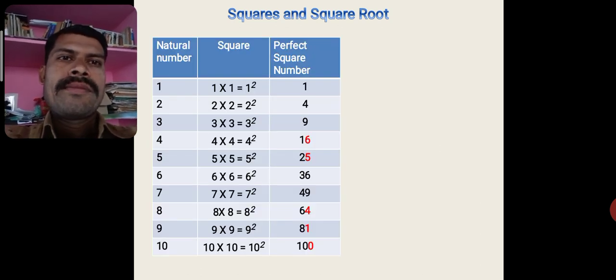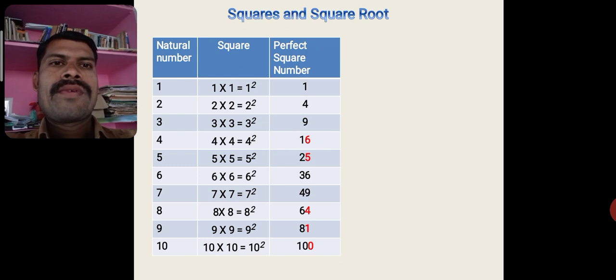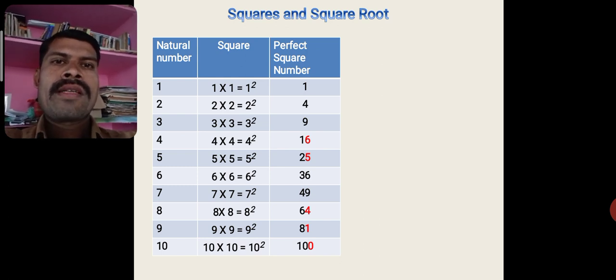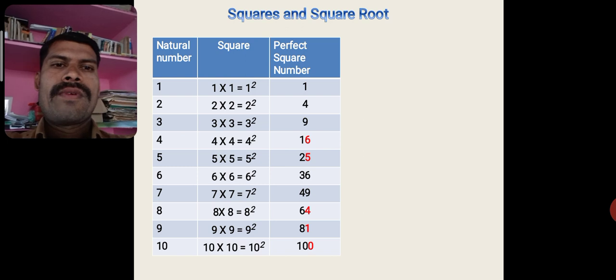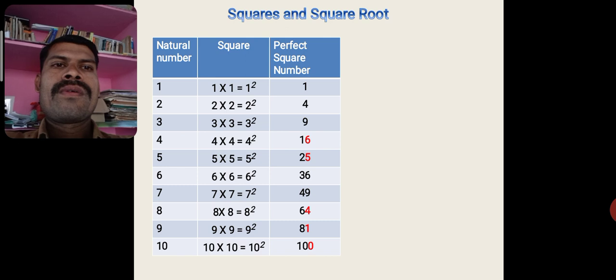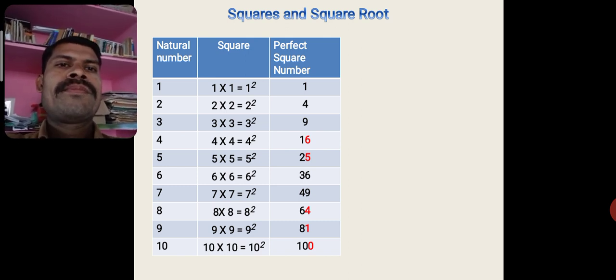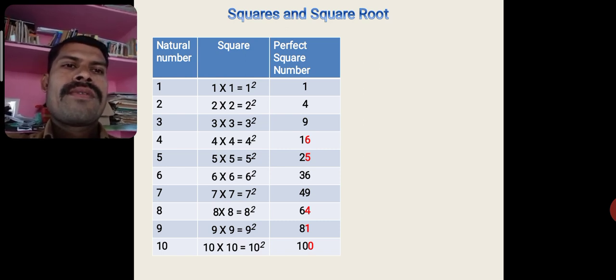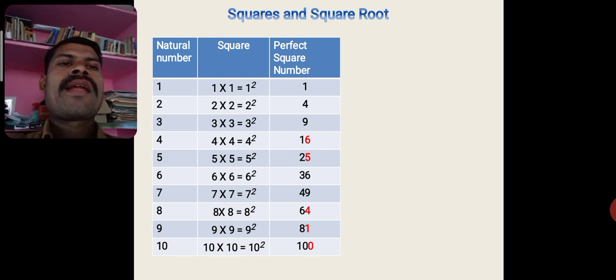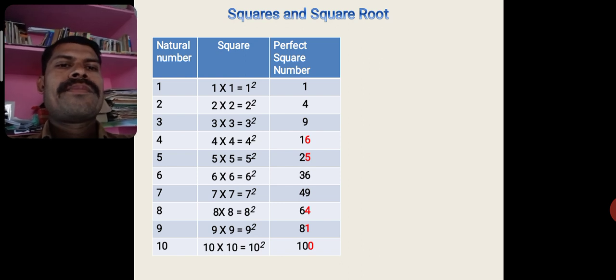Look at this table. You can understand more here. I found the squares of natural numbers 1 to 10. Here 1 into 1, 1 square is 1, 2 into 2, 2 square is 4, 3 into 3, 3 square is 9, 4 into 4, 4 square is 16, 5 into 5, 5 square is 25. Similarly, I went on up to 100, that is 10 square.